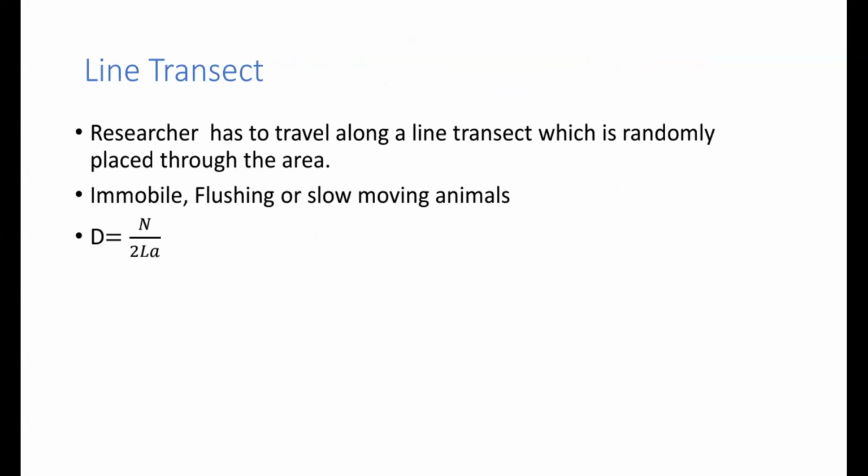In line transect method, what happens is the researcher has to travel along a line transect, which is randomly placed within the area. There are basically three types. First, when our area is not very dense, there is very little vegetation in the area. The area is kind of desert or semi-arid.